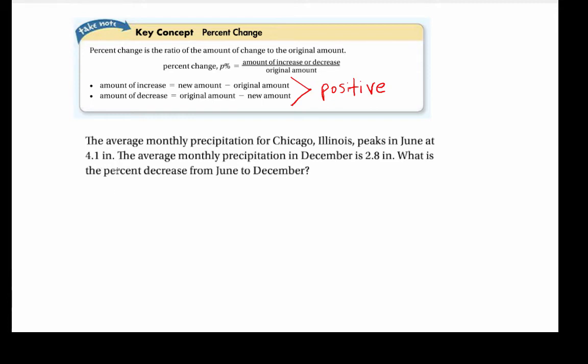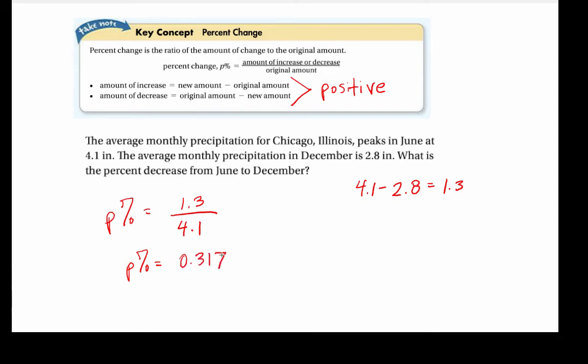Here is our example. The average monthly precipitation for Chicago, Illinois peaks in June at 4.1 inches. The average monthly precipitation in December is 2.8 inches. What is the percent decrease from June to December? Percent decrease, percent change, p percent is what they call it. For a decrease, we take the original amount minus the new amount, and that gives us 1.3. So the amount of decrease is 1.3 inches over the original amount, 4.1. P percent is 0.317.